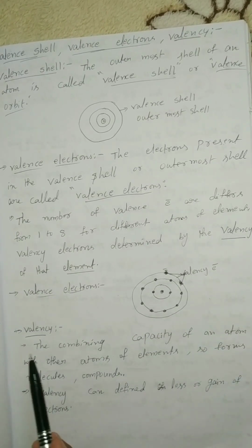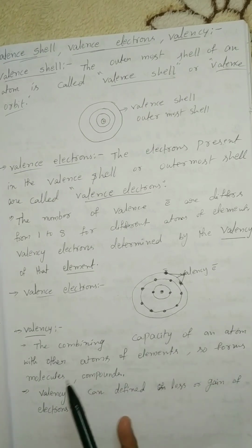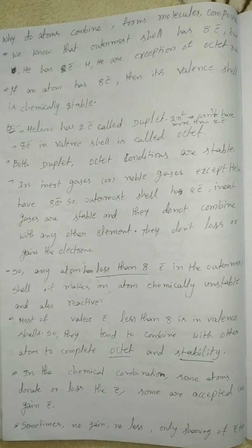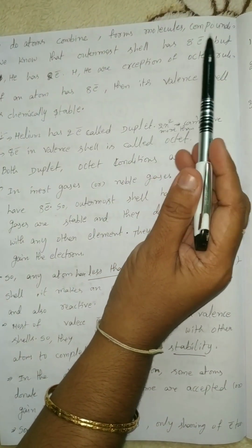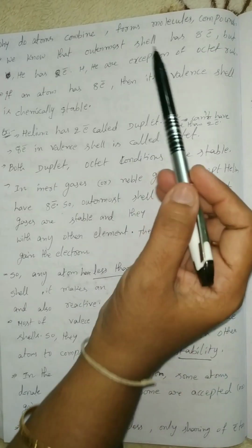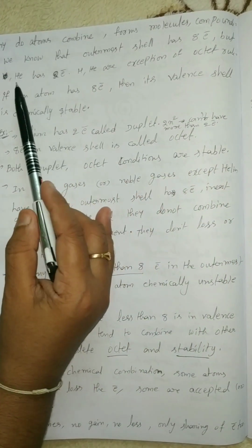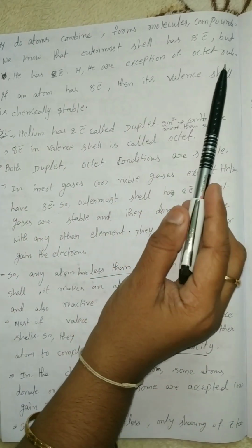Valency. What is the meaning of valency? The combining capacity of an atom with other atoms of elements, so it forms molecules, compounds. Valency can be defined in loss or gain of electrons. Why do atoms combine to form molecules, compounds? We know that the outermost shell has 8 electrons, but helium has 2 electrons. Hydrogen and helium are the exception of the octet rule.